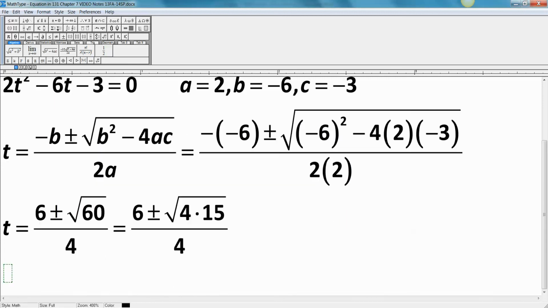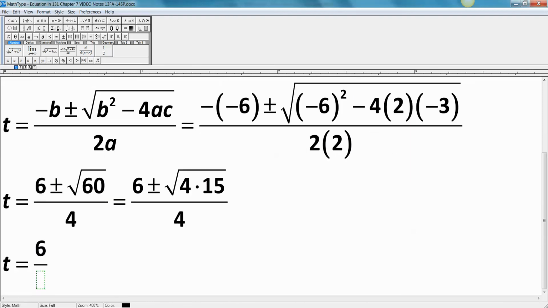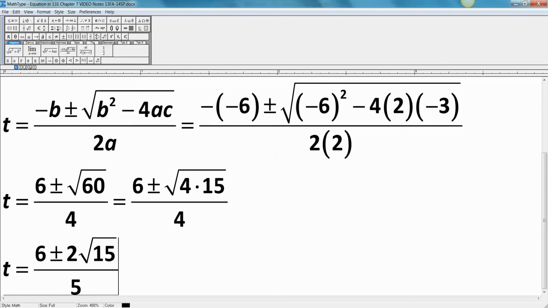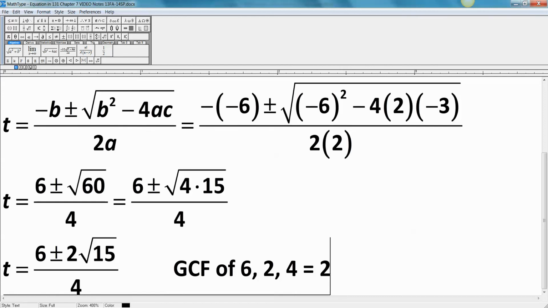Okay, so that's t equals 6 plus or minus 2 square root of 15 all over 4. 4, not 5. But then look at the three numbers you have, the three multiplicative numbers, the coefficients. You have a GCF of 6, 2, and 4 is 2, right? So you're going to reduce that down a little bit.